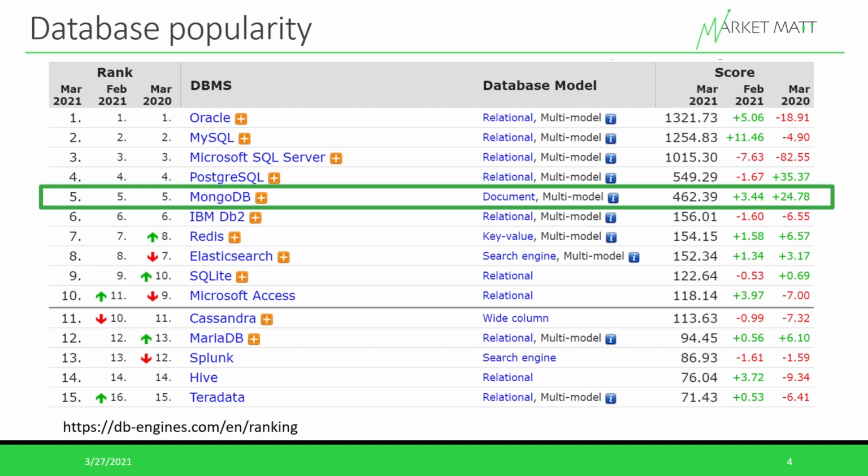And if you look at the top 10, not only are most of them relational, but MongoDB is the most popular non-relational type database out there on the market. And that's because it has a really good name with the developer community. When you think of document-based, non-relational, NoSQL databases, it's MongoDB.